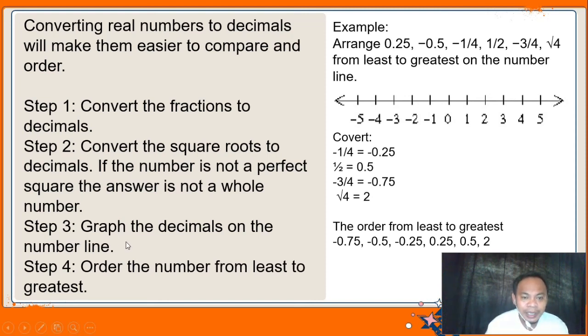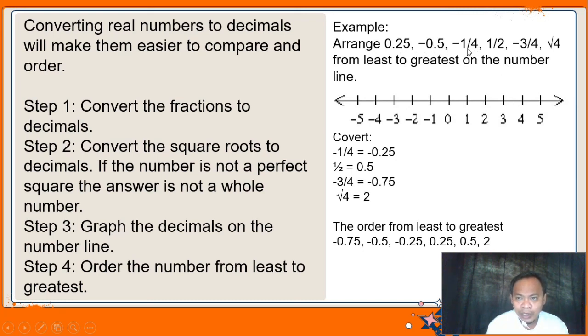For step 3, graph the decimals on the number line. And for step 4, order the numbers from least to greatest. For example, we have this one, 0.25, negative 0.5, negative 1/4, and positive 1/2, and negative 3/4, and we have square root of 4. So from least to greatest on the number line. So we'll arrange this one at ilagay po natin sa number line.